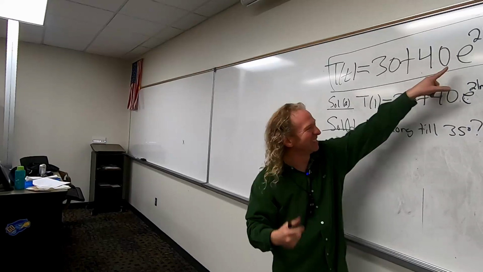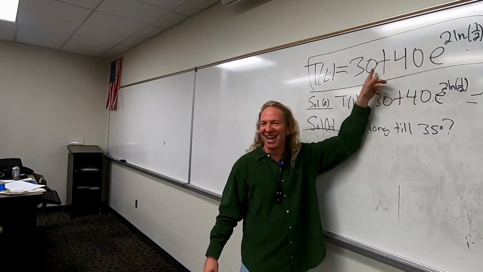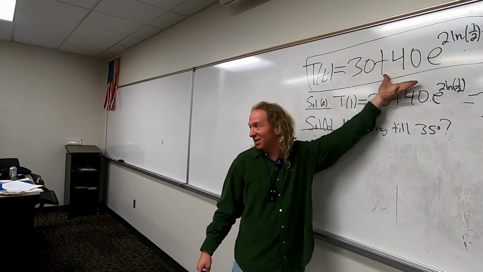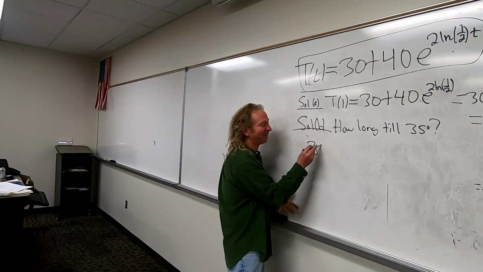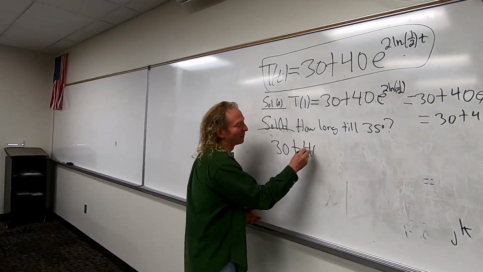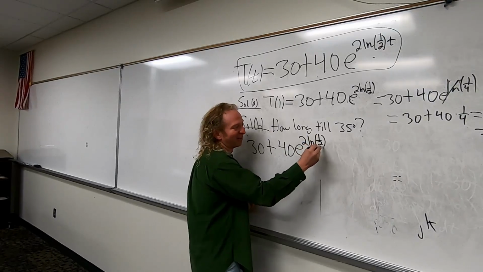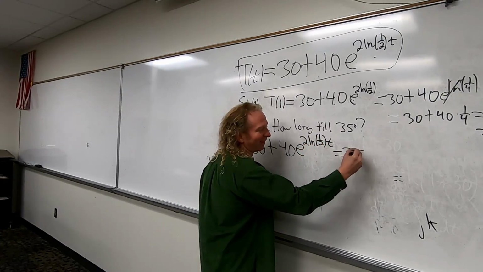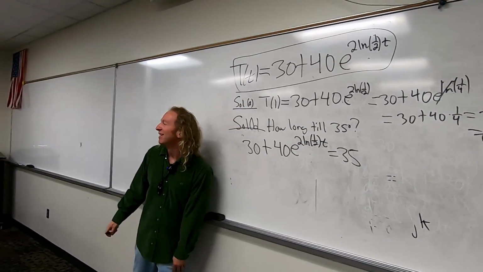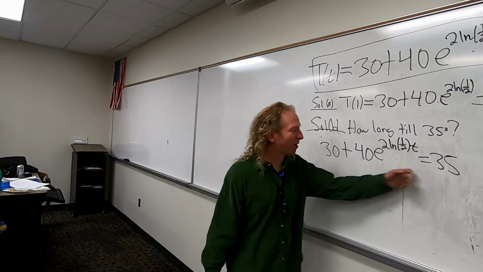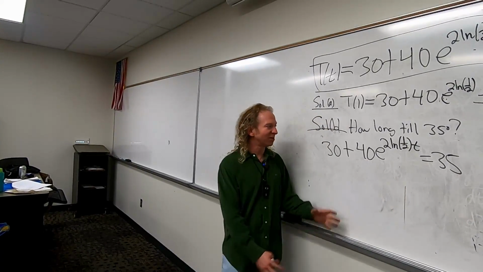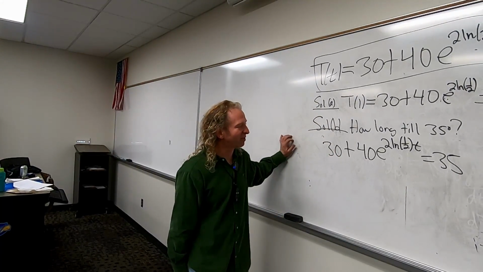So you take this and you set it equal to 35, because this is the temperature. So you have 30 plus 40 e to the 2 ln 1/2 t equals 35. We got such a nice answer earlier, I got scared, like, it can't be 40. That's probably a good one for your test. Now we have to solve for t.